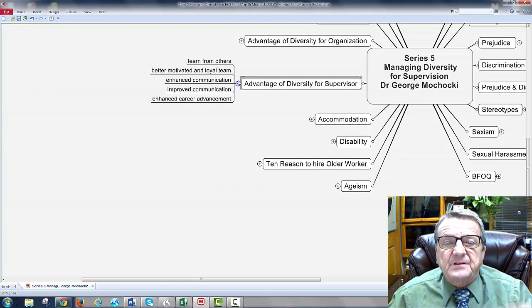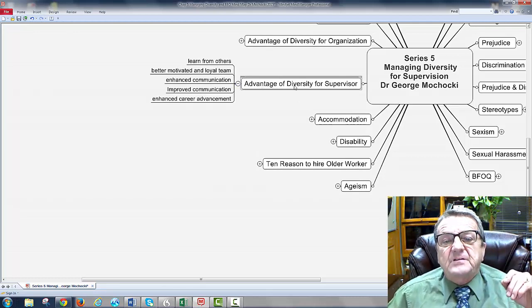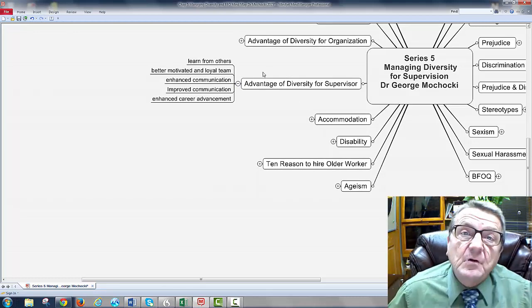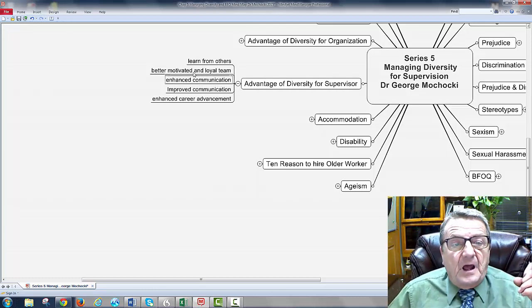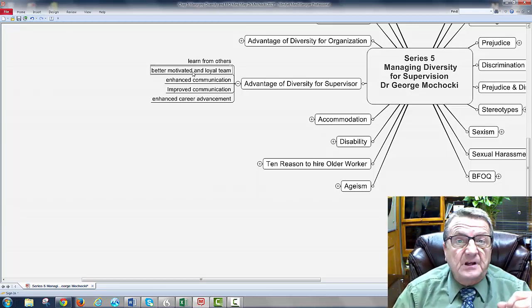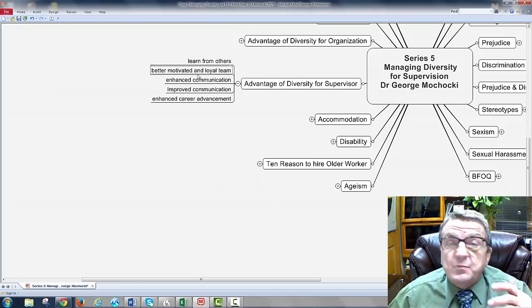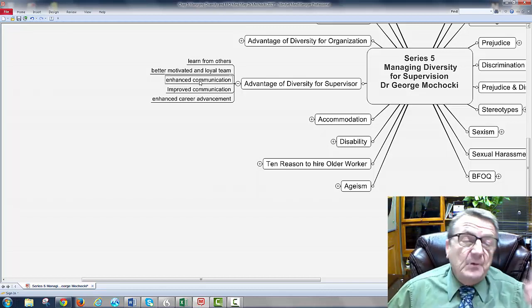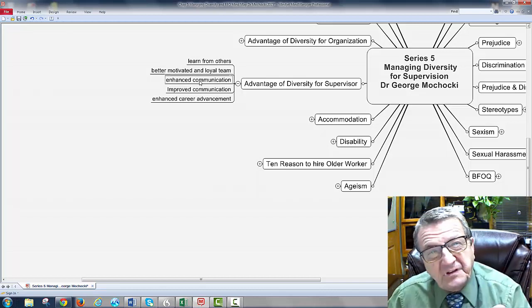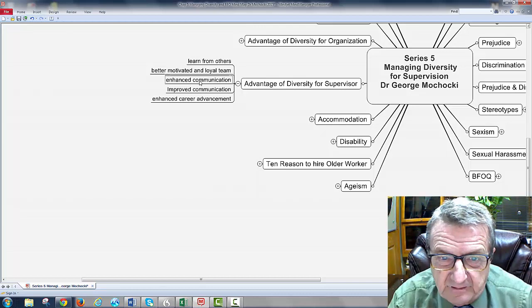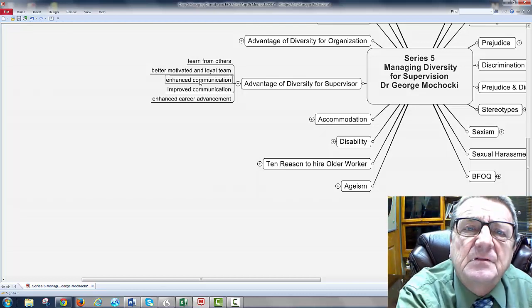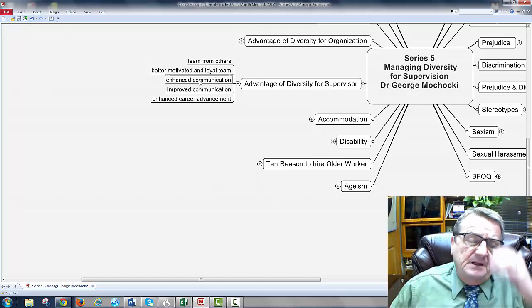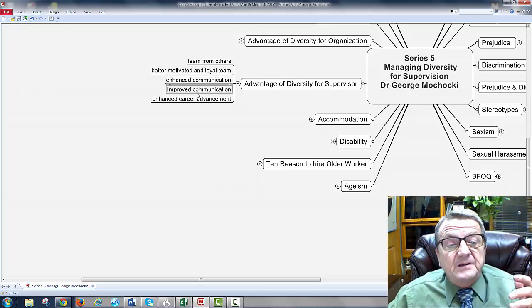So now the supervisor, this is all from the supervisor's view. Advantage of diversity for the supervisor: I learn from others. That makes me stronger because I can see different ideas. I'm better motivated, with a more loyal team because now the team's working with different functionality. Improved communication, because now I'm not only looking my way, I have to be more sensitive. I'm very aware that what I say may have a different meaning to a different individual depending on the culture. Enhanced career advancement.